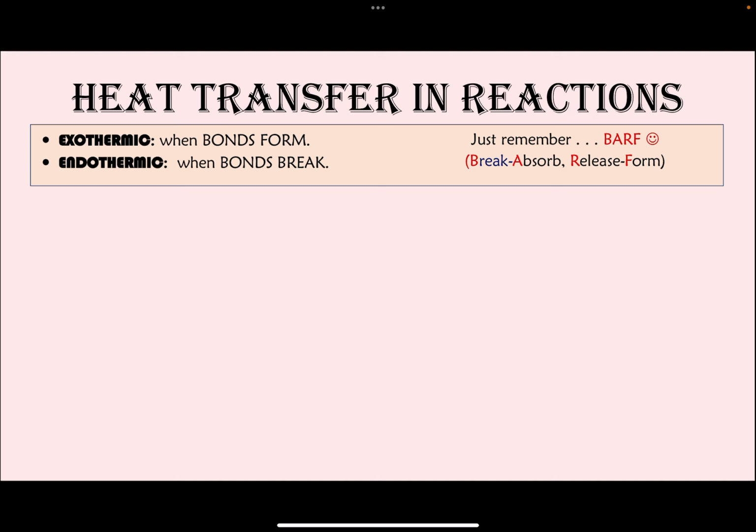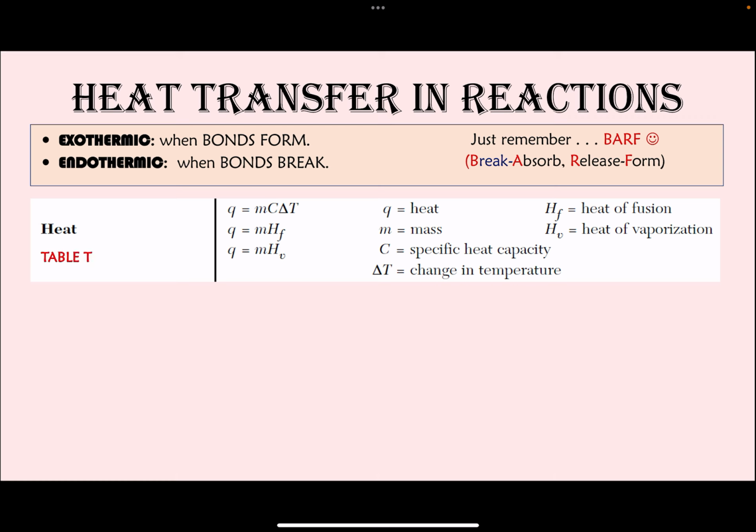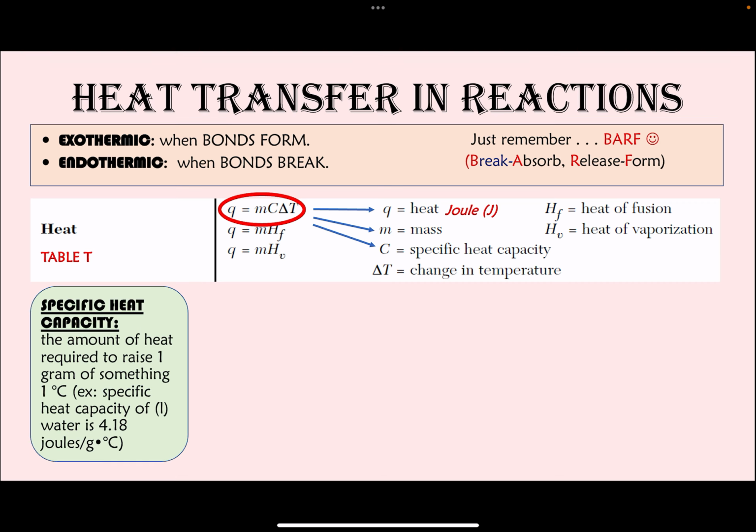So to find the energy that is absorbed or released in a chemical reaction, we have to do some calculations sometimes. And the equations for those calculations are given to us in Table T. Let's look at the first equation right here, Q equals mC delta T. The Q in this case represents the heat energy that is being absorbed or released, and we measure it in joules. The m represents the mass, and the C represents the specific heat capacity, which is the amount of heat that we need to raise the temperature of a substance by 1 degree Celsius.